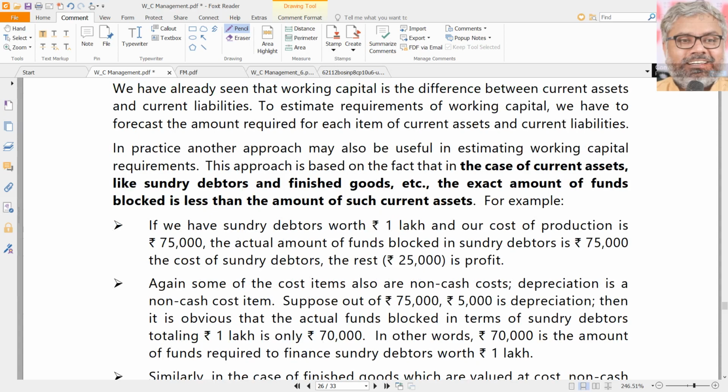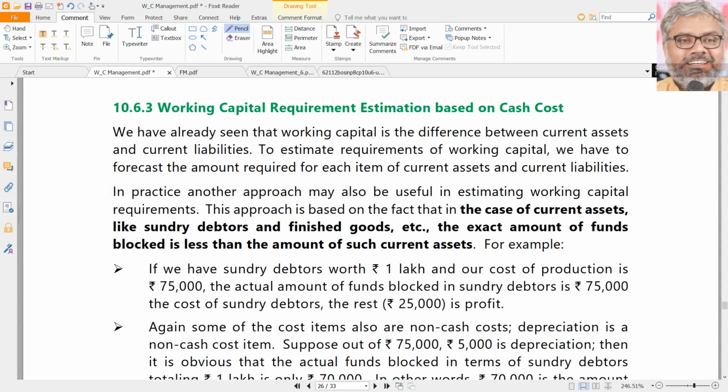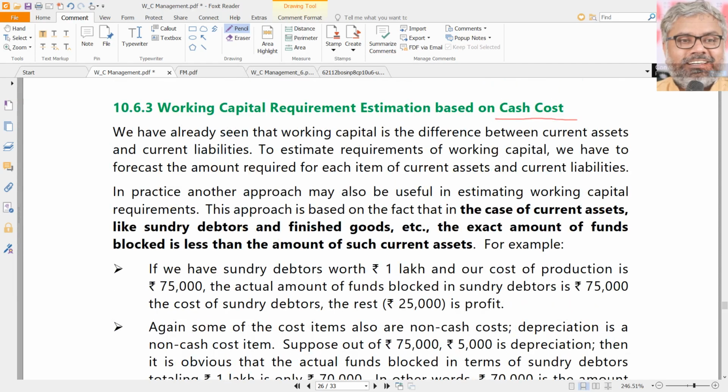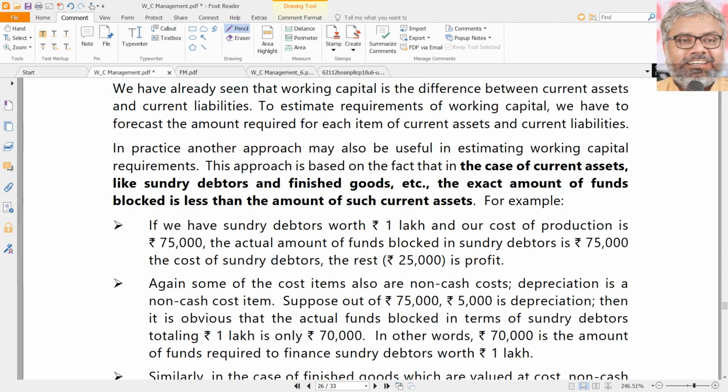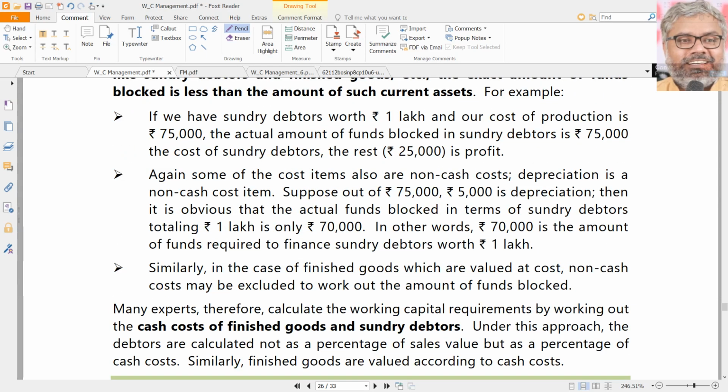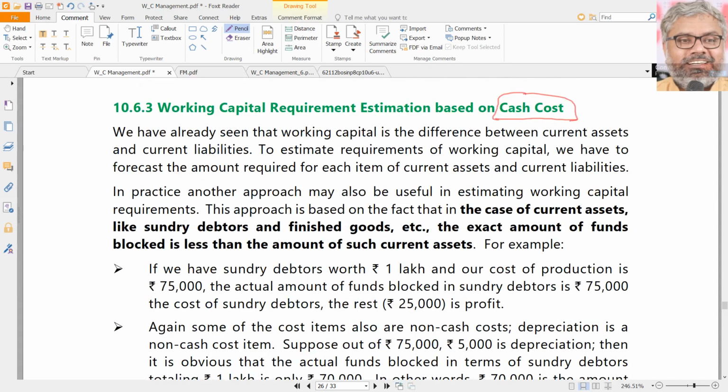And another point, as we already discussed, when it comes to the debtors particularly, we have to take cash cost. Even for finished goods also, if depreciation is included in the cost of production, is it good to include that? No. The better thing is to compute it on a cash cost basis, whether it is asked in the question or not. It is more scientific to compute the working capital requirements on a cash cost basis. So cash cost basis is nothing but excluding depreciation in the costs.